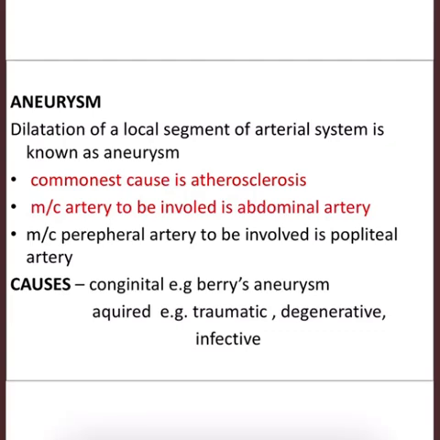So what is aneurysm? Aneurysm is a dilation of a local segment of the arterial system. Any tube-like structure like artery, vein, when dilated at one particular part, is called an aneurysm. Like this. And this is the normal artery, and it got dilated somewhere here, like this. This is called an aneurysm. The commonest cause is atherosclerosis. Most common artery involved is the abdominal aorta. Most common peripheral artery to be involved is the popliteal artery.